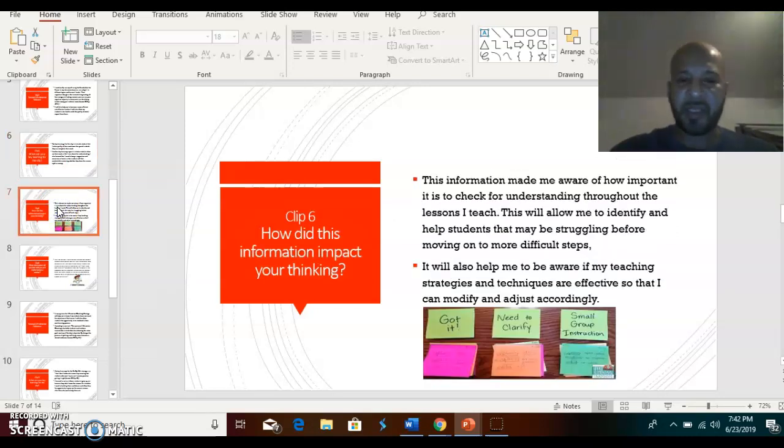How did the information impact your thinking? This information made me aware of how important it is to check for understanding throughout the lessons I teach. This will allow me to identify and help students that may be struggling before moving on to more difficult steps. It will also help me to be aware of whether my teaching strategies and techniques are effective so that I can modify and adjust accordingly.